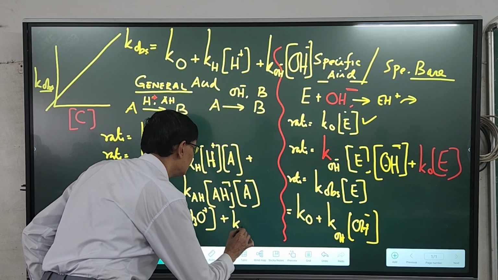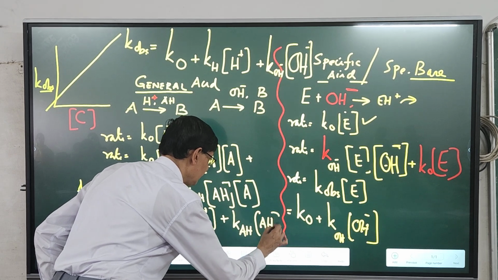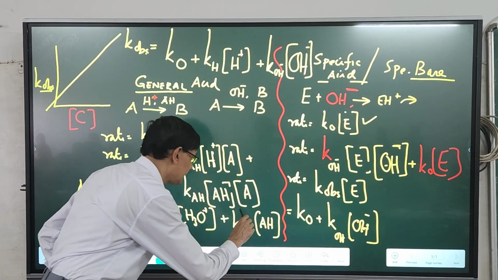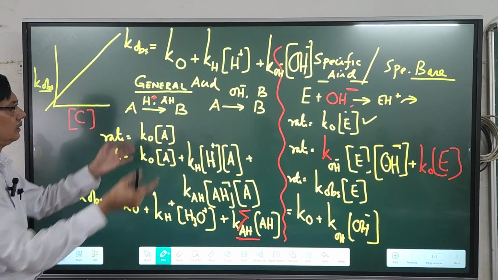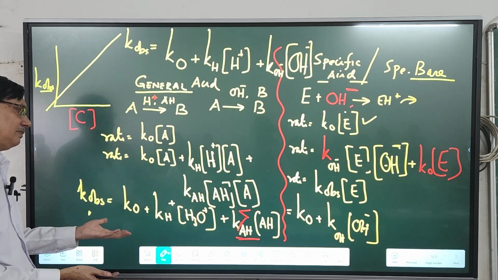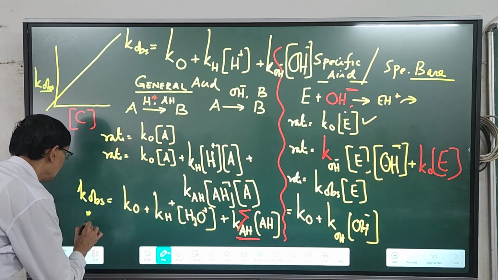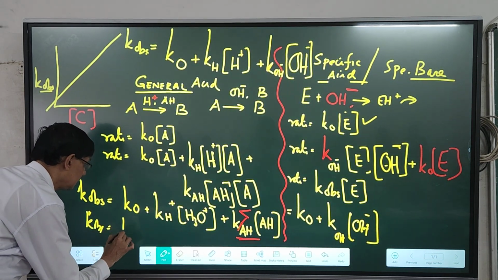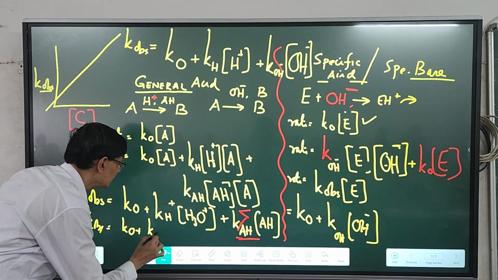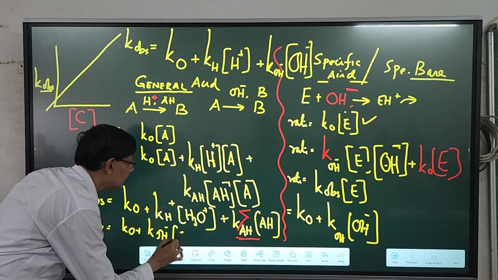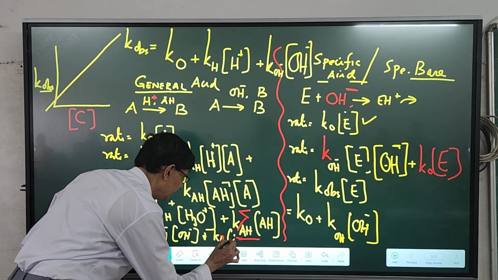In some books it is utilized as a summation, that means all the ions, dissociated or undissociated part, also. So summation of this OH. Same thing if I want to write for general base, K observed is equal to K0. I am writing now general base, K OH, OH negative, K B and B.